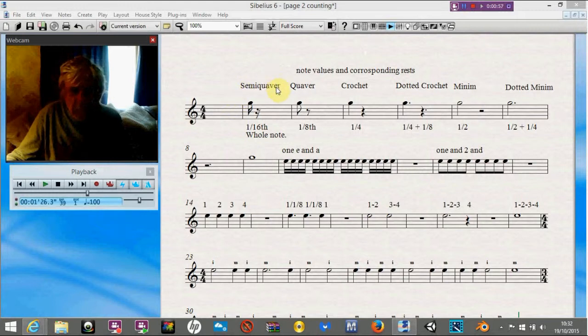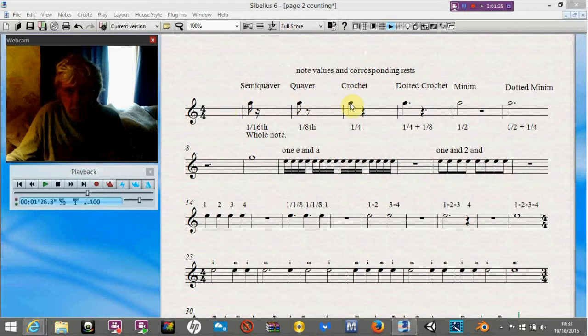And the first one we have here is a semi-quaver, which has 2 little tails, and it's a 16th note. And we have the corresponding rest, which is a 16th rest. Then we have a quaver, which is an 8th note in American terminology, and we have an 8th rest corresponding. This is worth an 8th in its value within 4/4.